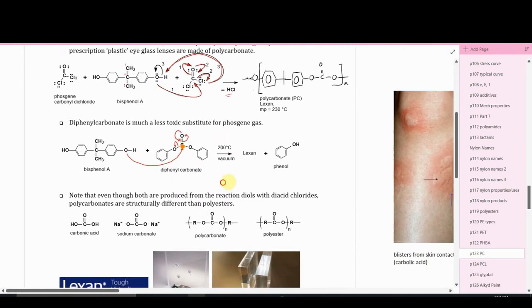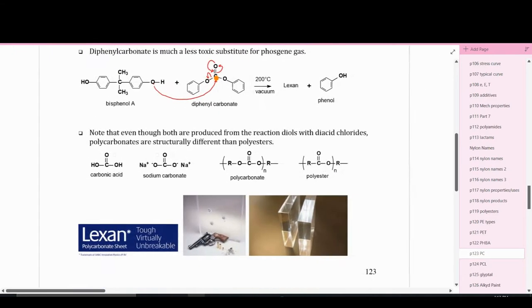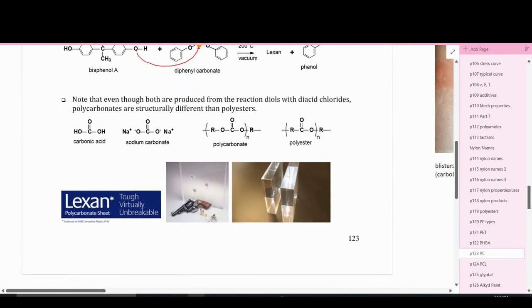So note that even though both are produced by the reaction of diols with diacids, polycarbonates are actually structurally different than polyesters. So here's carbonic acid, sodium carbonate. Notice it's O carbonyl O, and hence a polycarbonate is O carbonyl O, whereas a polyester is really O carbonyl R. But they're so much alike, they're grouped together here. We should look at some photographs.